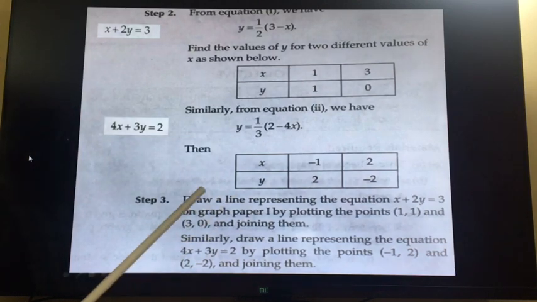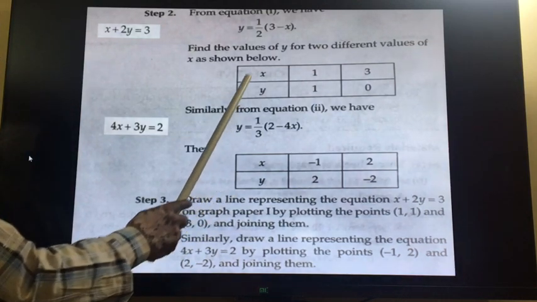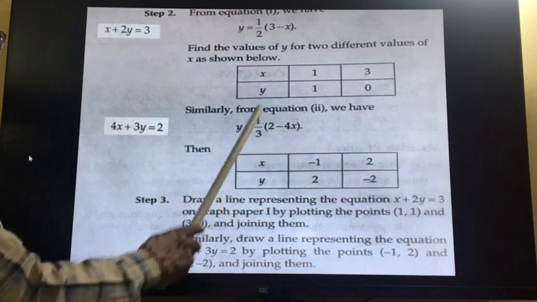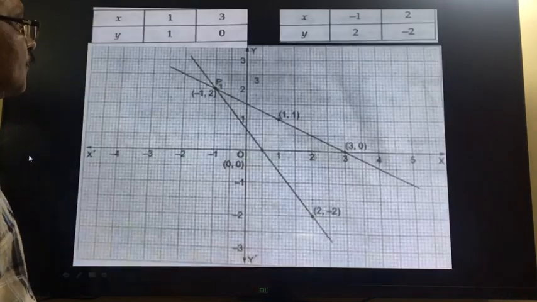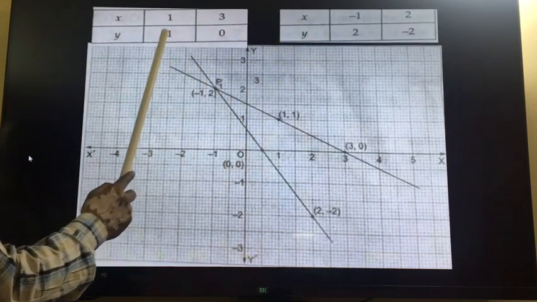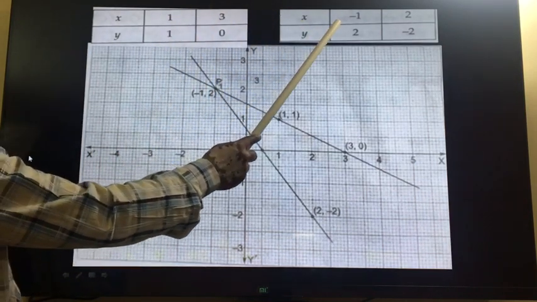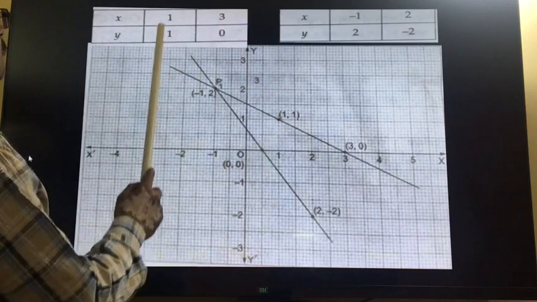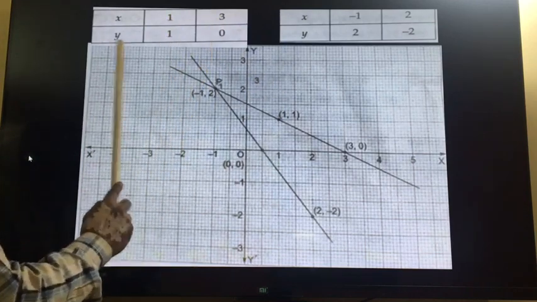After this you will plot the graph for this pair of linear equations. For this, these were the tables. This is the table for the first equation. Similarly, this is the table for the second equation. After this, we will plot these points on the graph. So this is the graph.